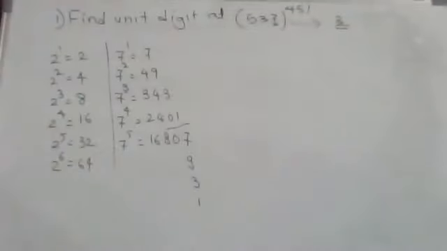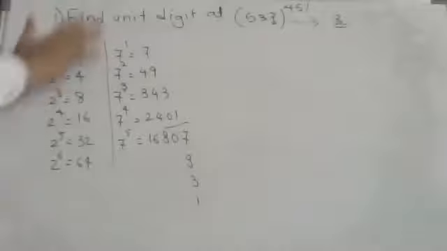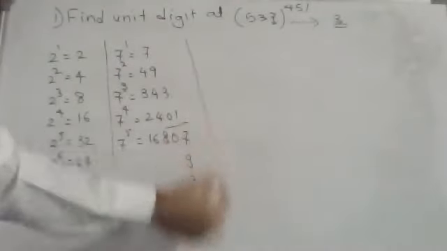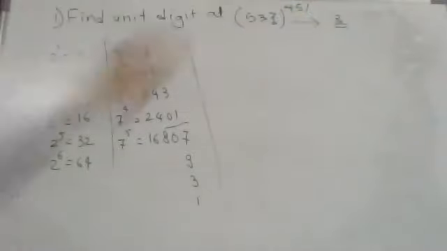All of you got this? Clear? You must know this, 3 raised to 1, after how many intervals the number is repeating. You check with every number. You must know this. Clear? So the unit digit is 3.